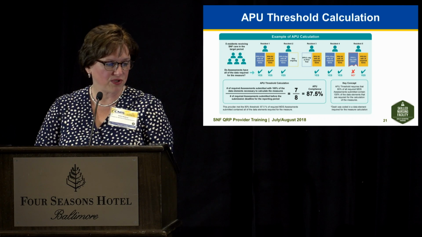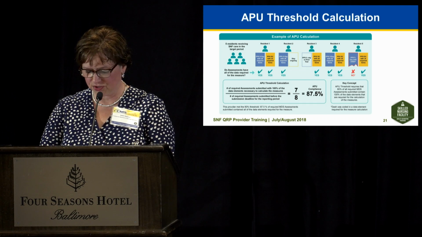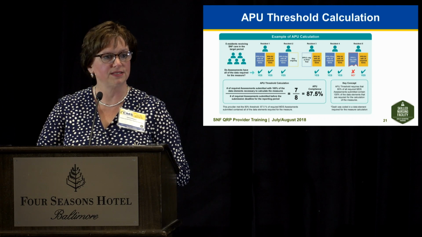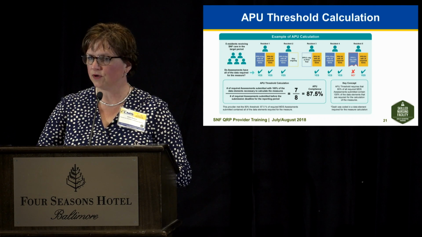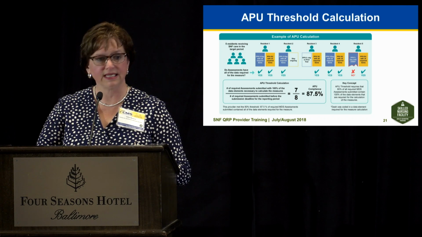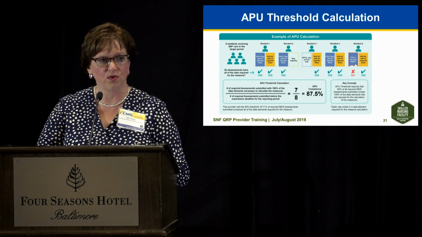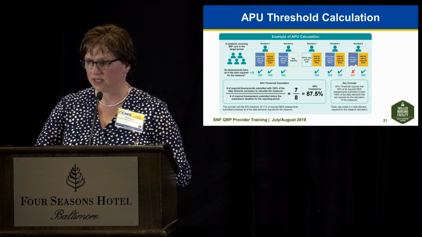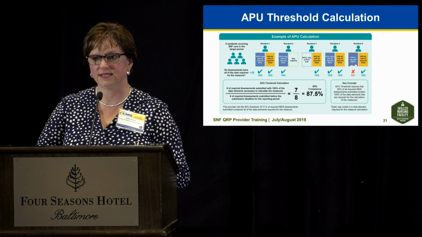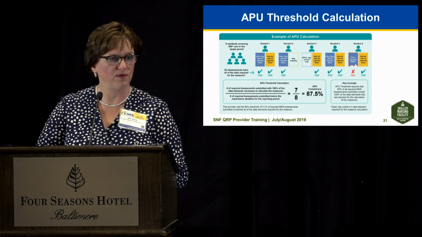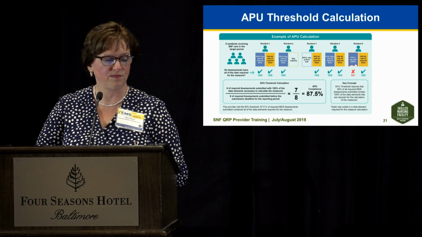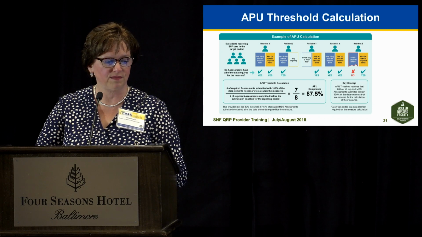If you look at the APU Threshold Calculation box, you'll note that there were a total of 8 required assessments submitted before the data submission deadline. Of those 8, 7 were submitted prior to the deadline and contained 100% of the required quality measure data. The APU compliance is calculated by dividing the numerator by the denominator and multiplying that value by 100.